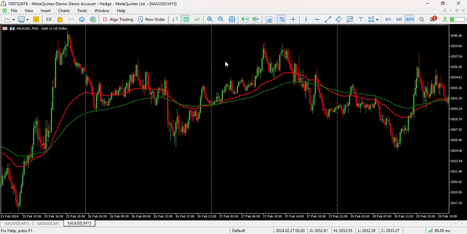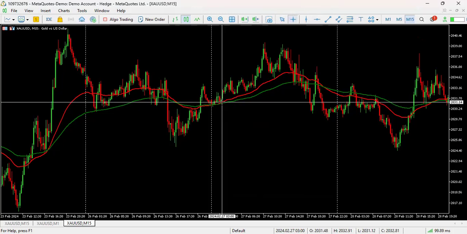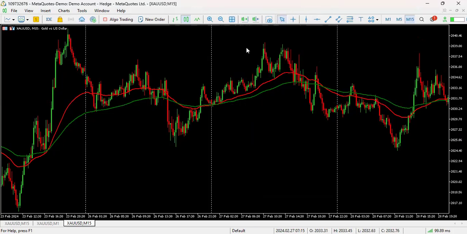And 19, we get a 0.04. Get in here for the buy. That's 70 pips. 28.